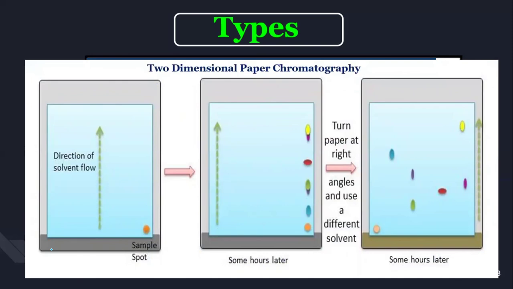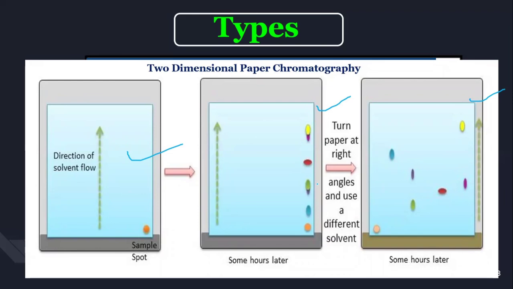And then the last technique you can understand is the two dimensional paper chromatography. It is again a very beautiful part of this chromatography. In this technique, a square or rectangular paper is used, as you can see on this slide. This is a rectangular paper sheet we can use. Here the sample is applied at one of the corners, and development is performed at right angle to the direction of the first run.